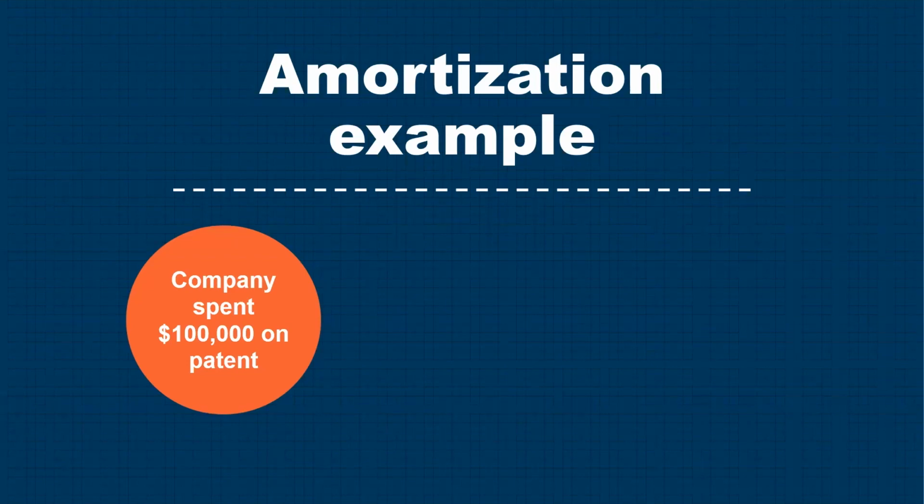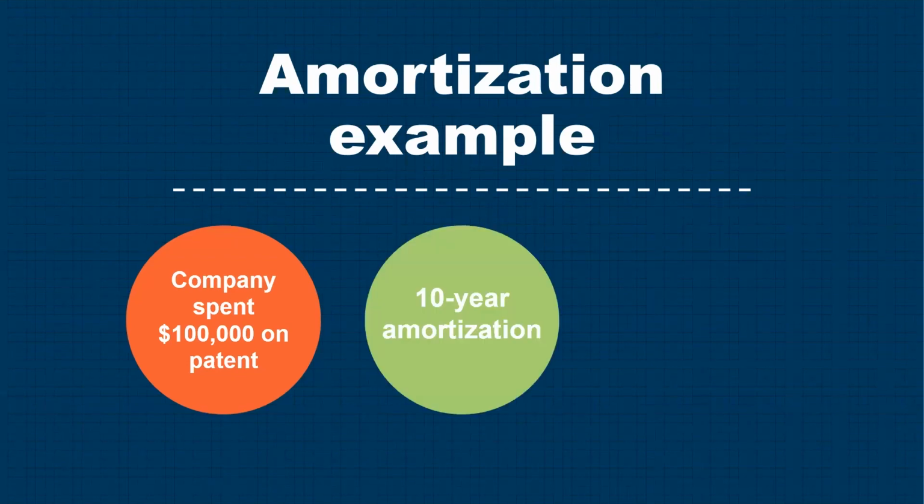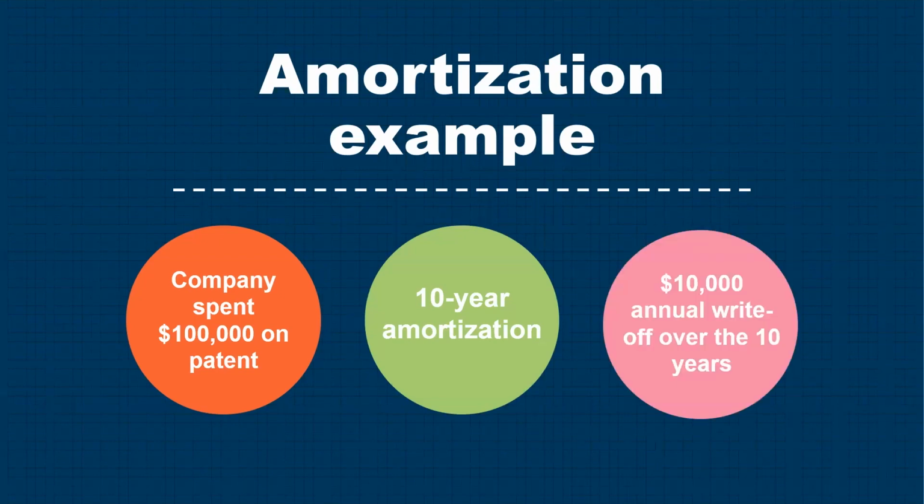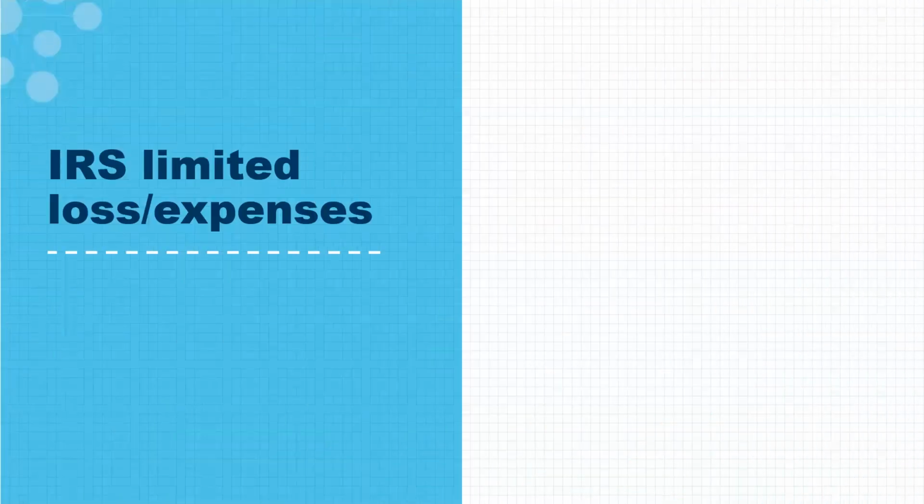An example of amortization would be the cost of a patent. A company spent $100,000 on a patent to guard their innovation. This patent had an expiration of 10 years. The business can amortize this expense over the 10 years prior to its expiration date by writing off $10,000 each year. If you are offering a specific type of investor financing, please double-check with those guidelines to determine if amortization can be added back. Moving on now to the next key concept, IRS limited losses or expenses.